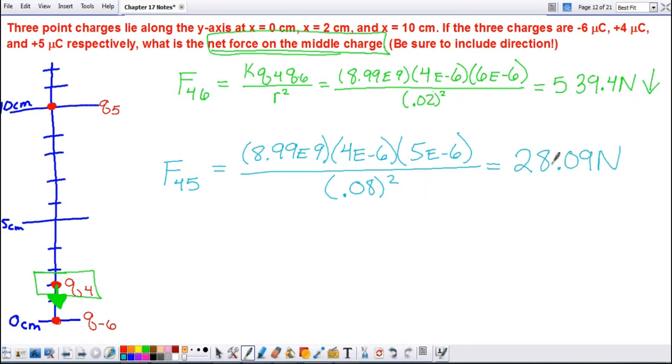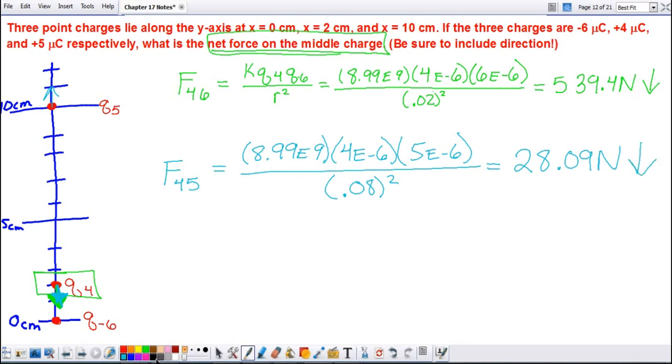Now, we want to know the direction. Well, we look at these two. They're both positive this time. And when we have like charges, they repel each other. So that means that this one's going to feel a force up, and Q4 is going to feel a force down. Okay? So we've got another downward force here for the direction.